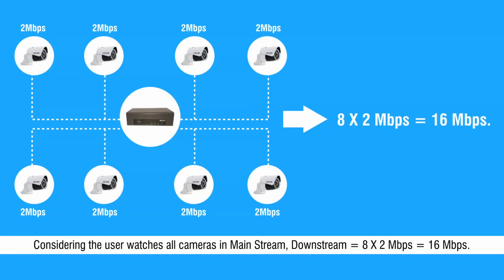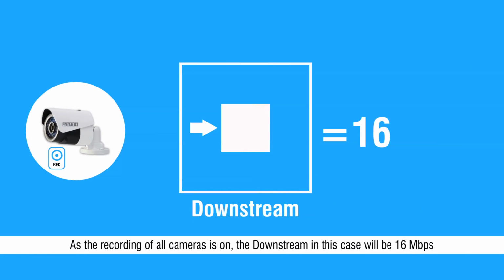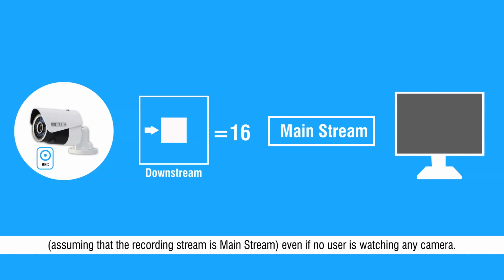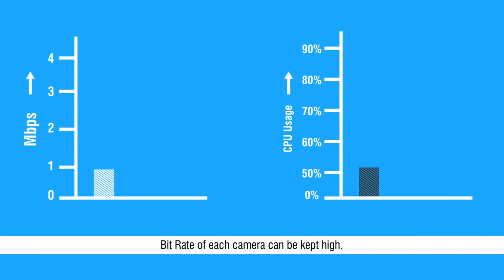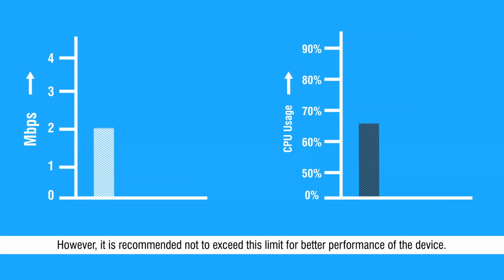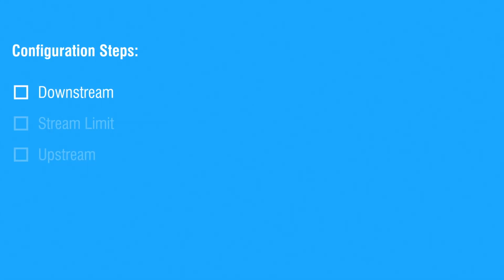Considering the user watches all cameras in mainstream, downstream is 8 into 2, that is 16 Mbps. As the recording of all cameras is on, the downstream in this case will be 16 Mbps, assuming that the recording stream is mainstream, even if no user is watching any camera. Bitrate of each camera can be kept high. However, it is recommended not to exceed this limit for better performance of the device. This completes the understanding about downstream.